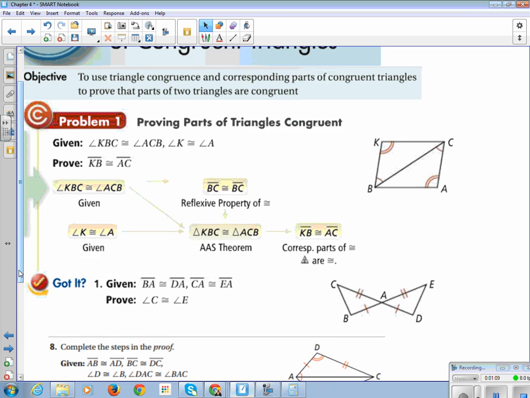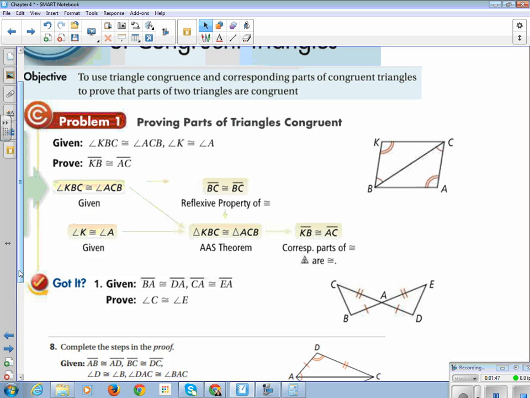So in problem 1, we are given that angles KBC, so that's this bottom left angle here, and ACB are congruent, and angle K is congruent to angle A. We need to prove that KB, this side here, is congruent to AC. So what we're going to do first is take our given information. We have 2 angles. If we have 2 angles, what do we need for congruence? A side. So we can use angle, angle, side.